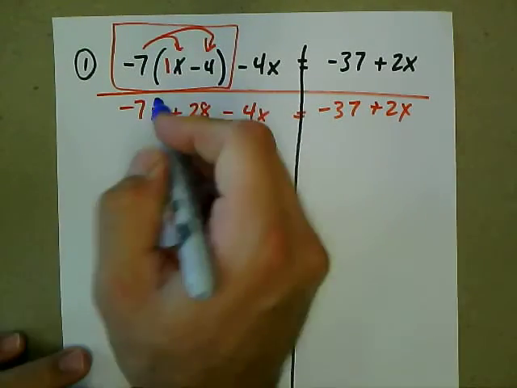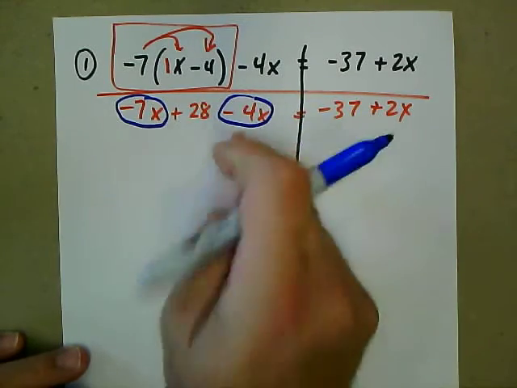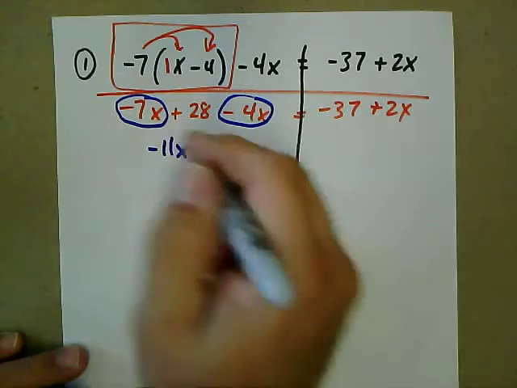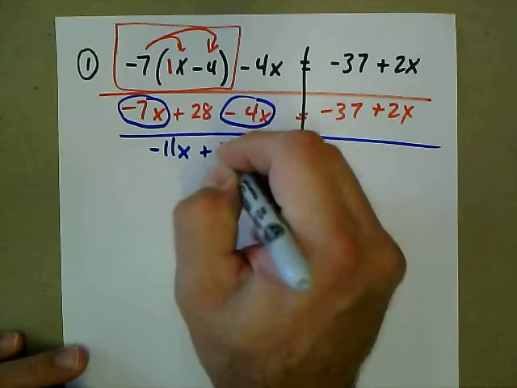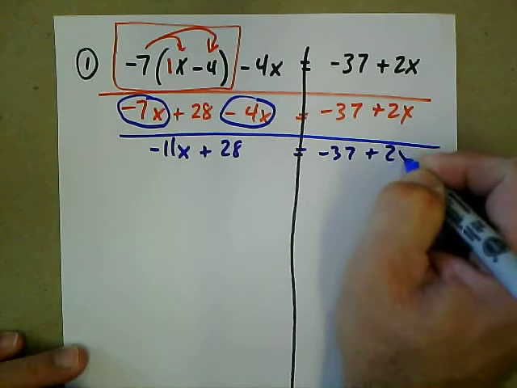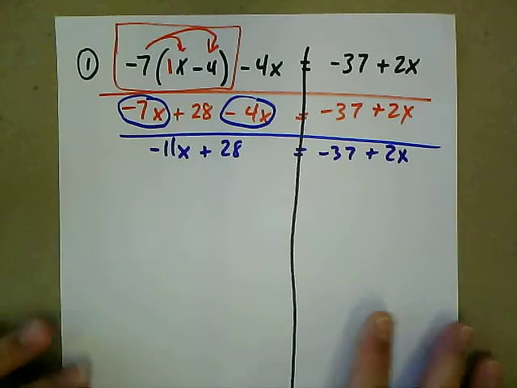But we look at this side, and we happen to have a -7 with an x and a -4 with an x. So we're going to add those two together, and we're going to get -11x. And everything that's outside of those circles just needs to come down. So the plus 28, the equals the -37 plus 2x. Remember, if it seems like I'm going too fast for you, don't worry about that because you can rewatch these videos.